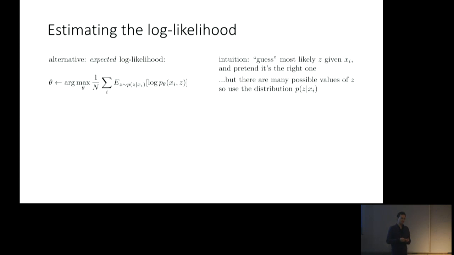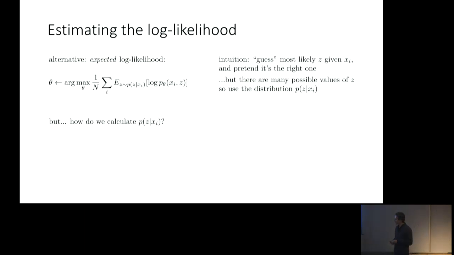It seems like a reasonable thing to do. If you're not sure which cluster a particular data point belongs to, guess the cluster and then maximize its likelihood under that cluster. And if it falls between two clusters, then maximize its likelihood under both, weighted by 0.5, for example. That's a very reasonable thing to do. It's called the expected log likelihood, and that's what's used in expectation maximization.